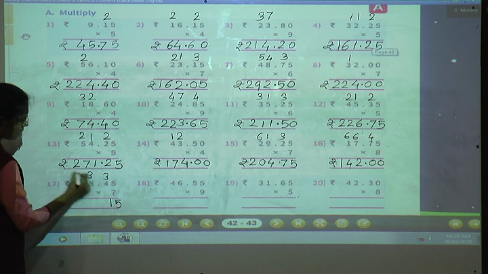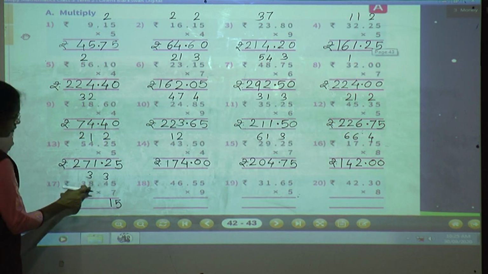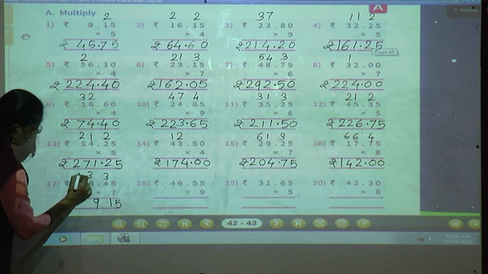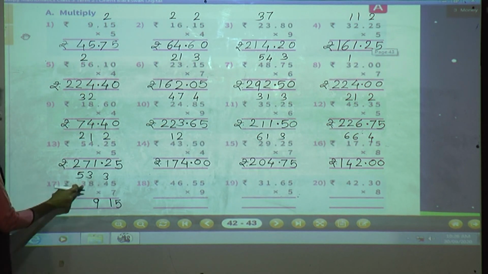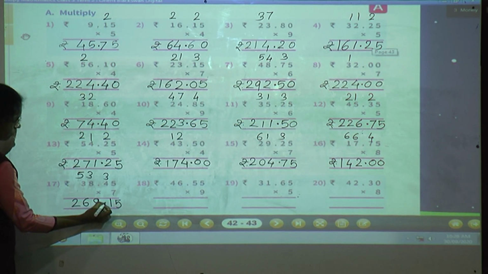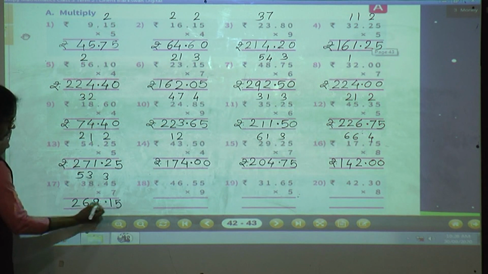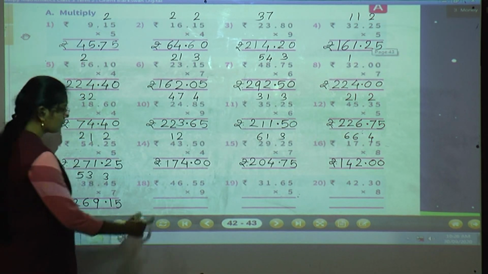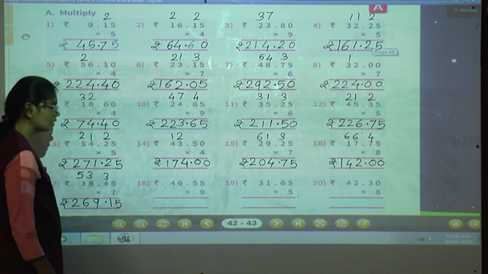So write here 1 and 3 carry. Next, 7 into 8. Say the table of 7 till 8. 56. 56 plus 3, 59. So here we'll write 9 and 5 as a carry. Then 7 3s are 21 plus 5, 26. Now before the second digit we have to give a dot from the right side. So before 1 we will give a dot. So what is the answer? Rupees 269.15. Okay.